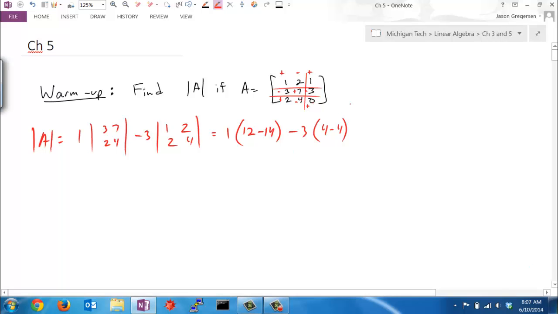Alright, so I have 4 minus 4, which is 0, so this term just goes away. I'm really left with 1 times 12 minus 14, or negative 2.